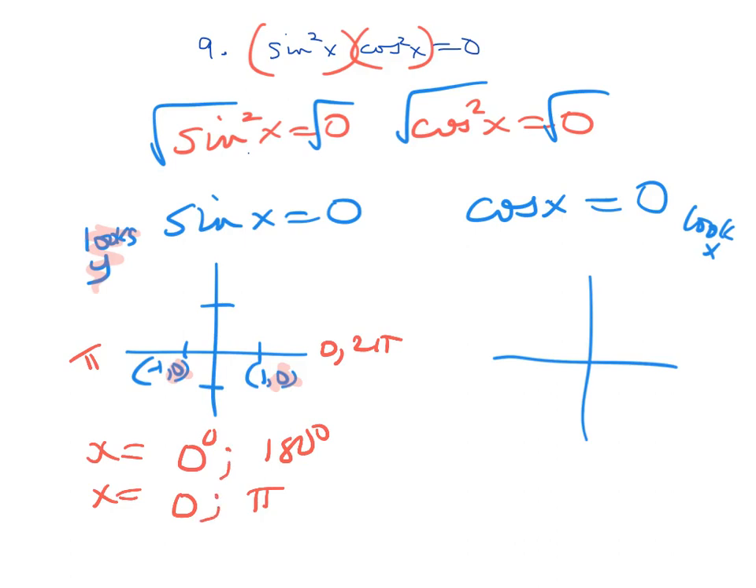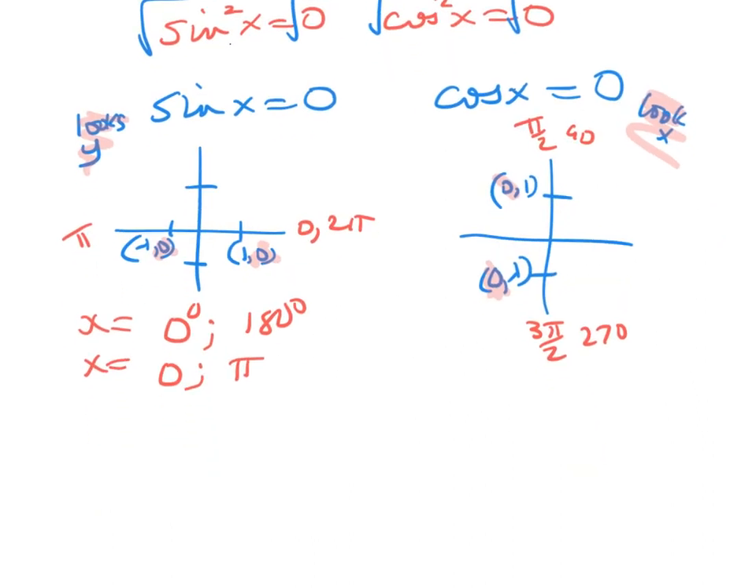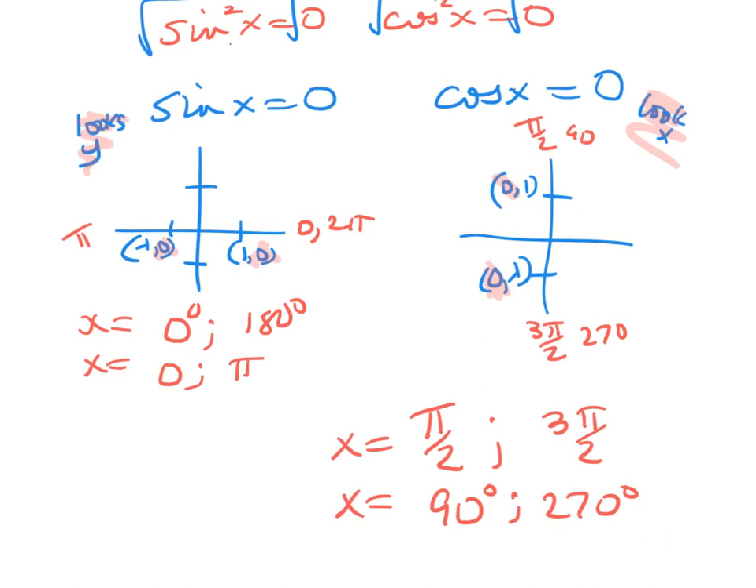And then here, cosine's looking at x. So I'm looking to see where x equals 0. And if I go ahead and add points here, it's going to be (0, 1), (0, -1). So again, I'm looking at the x to see where it's 0. And this is pi over 2, or 90, and this one's 3 pi over 2, or 270. So this answer here, pi over 2, or 3 pi over 2, or 90 degrees, and 270 degrees.